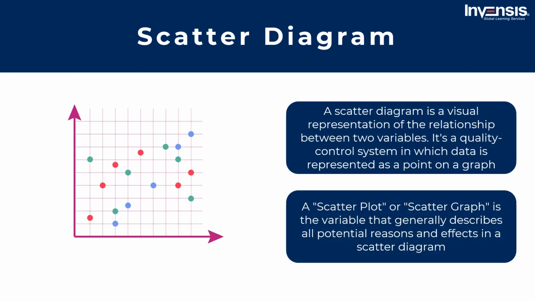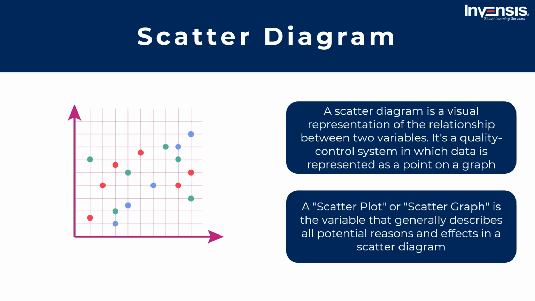A scatter diagram is a visual representation of the relationship between two variables. It's a quality control system in which data is represented as a point on a graph, with each point indicating the value on the level and upright axes. One of those two variables is independent, while the other is dependent on the first. A scatter plot or scatter graph is the variable that generally describes all potential reasons and effects in a scatter diagram, which is used to detect cause and effect in operation.